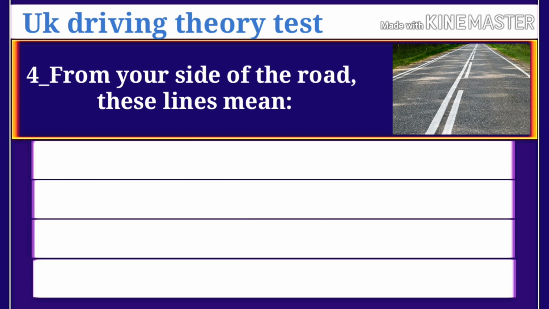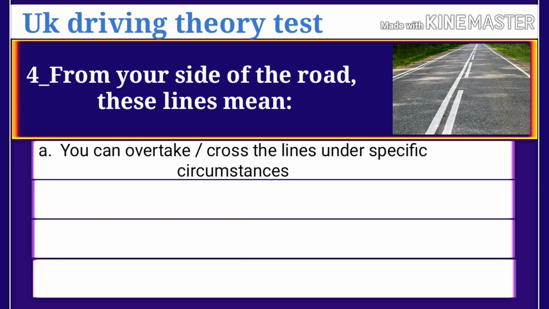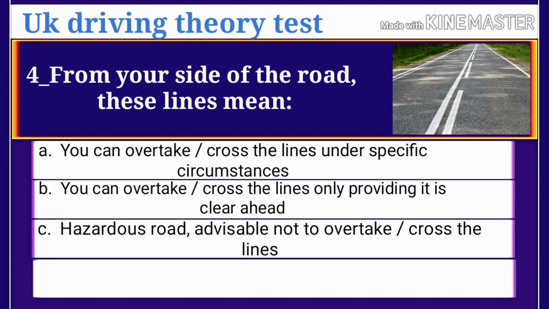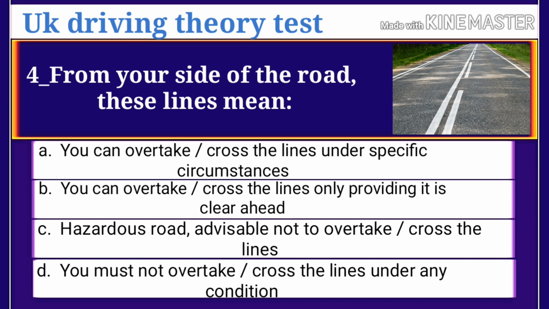Question 4. From your side of the road, these lines mean: A. You can overtake, cross the lines under specific circumstances. B. You can overtake, cross the lines only providing it is clear ahead. C. Hazardous road. Advisable not to overtake, cross the lines. D. You must not overtake, cross the lines under any condition. The correct answer is A. You can overtake, cross the lines under specific circumstances.